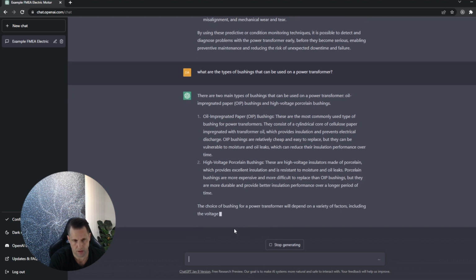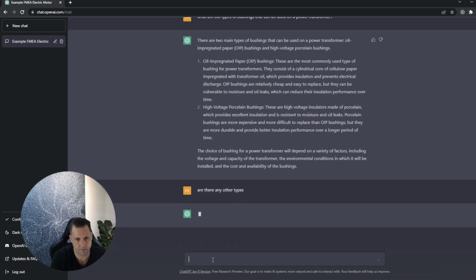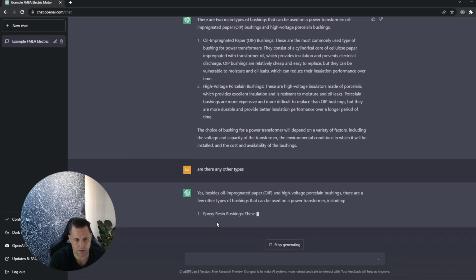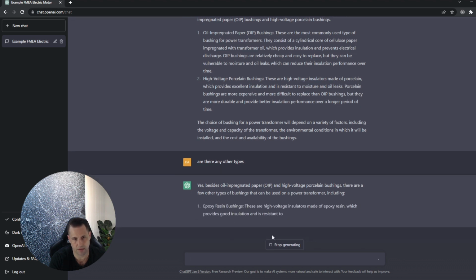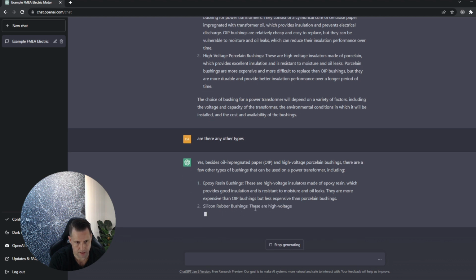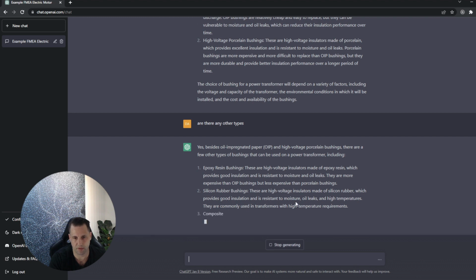True. Wonder if it can tell us any other ones. Are there any other types? Including epoxy resin. Yeah, nice. So we can keep going. Silicone rubber. Wow. I'm impressed.